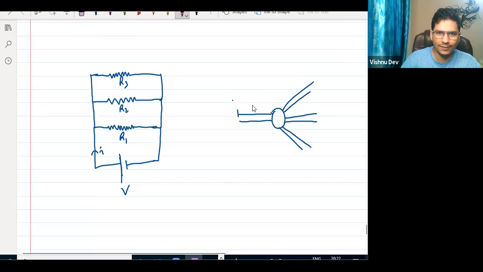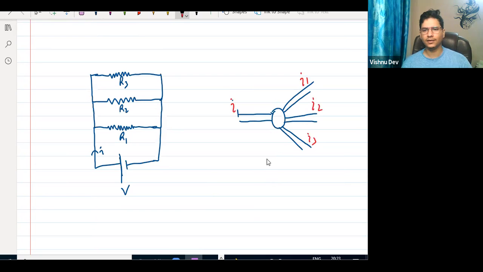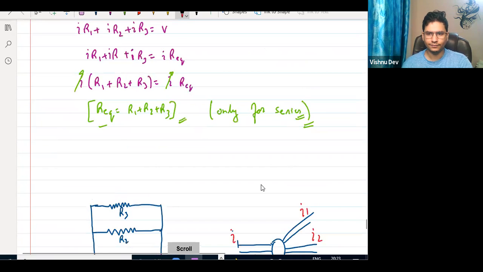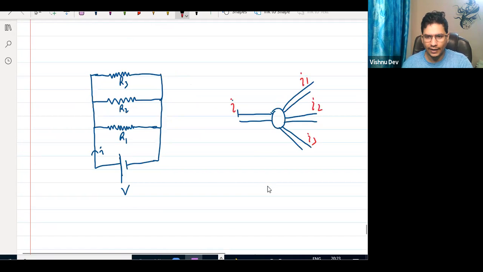Everyone think about it. Suppose ये current I. So can I say, suppose ये current I1 हो गया, ये I2 हो गया, ये I3 हो गया, right? So what can I say? अभी मैंने पढ़ाया, ये same चीज मैंने पढ़ाया ना. I1 plus I2 plus I3 is equal to I. Correct. हाँ या ना?